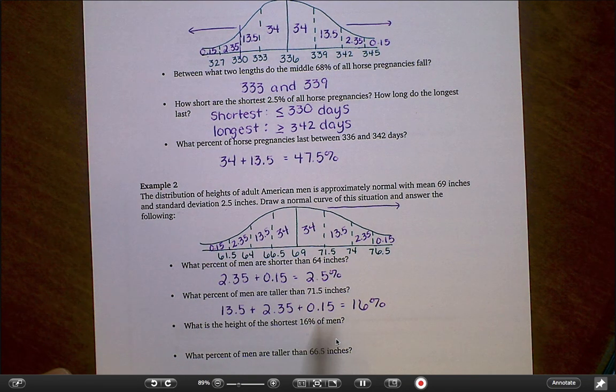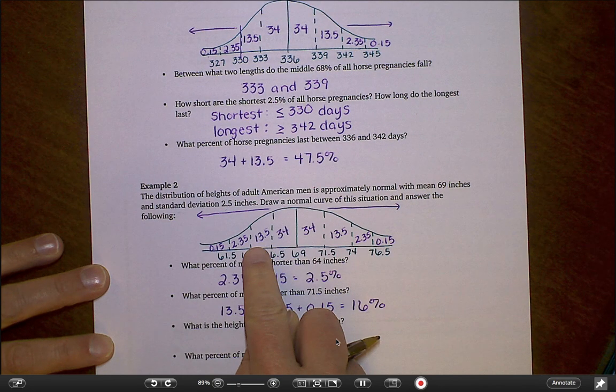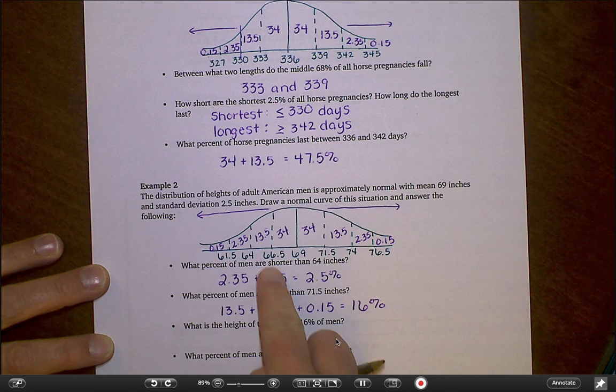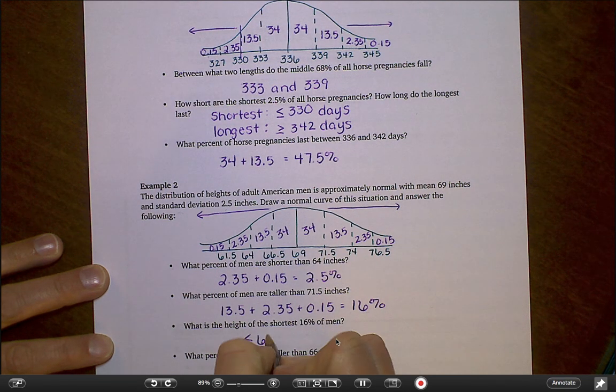The shortest 16% of men. Okay, so the shortest percent, now we know 16% on this side is from 71.5 over. So over here, we just want to take that same amount on the left side of the graph. So this right here would be 16% if I add these three up. And so the shortest 16% of men are anywhere less than or equal to 66.5 inches.